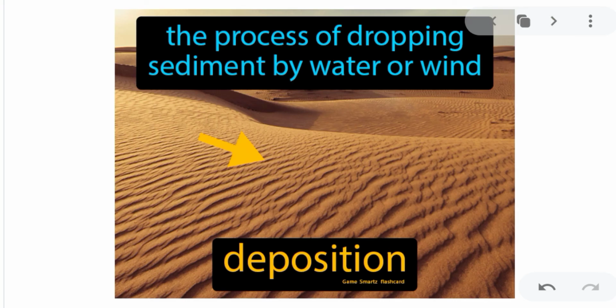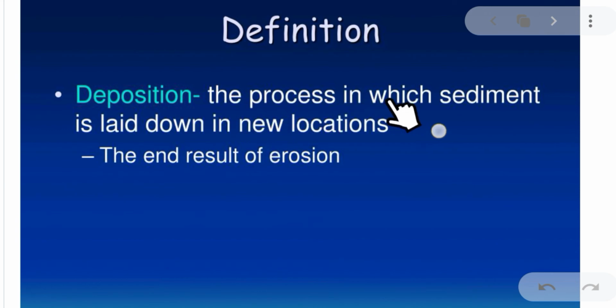Now, we also have here, after erosion, what comes next? Kasi tinatangay nga siya, inaalis dun sa isang lugar, papunta dun sa ibang lugar. So, we have here next the deposition or the process of dropping sediment by water or wind. So, we can define this as the process in which the sediment is laid down in new locations. This is the end result of erosion.